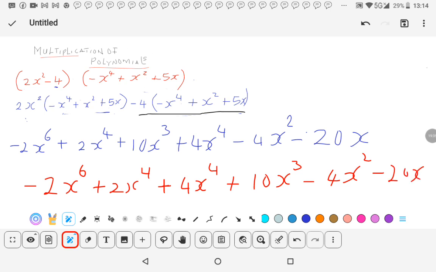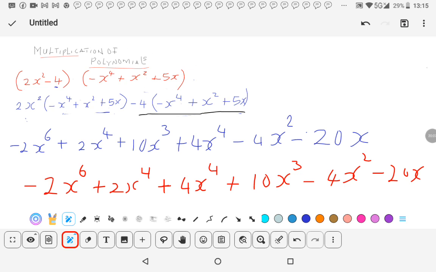So now that you have arranged them from the highest power to the lowest power, the question again is, are you done? No, you're not done. You have to observe if there are terms that you can add. You can only add terms that have the same power. If terms have the same power, you can add them.